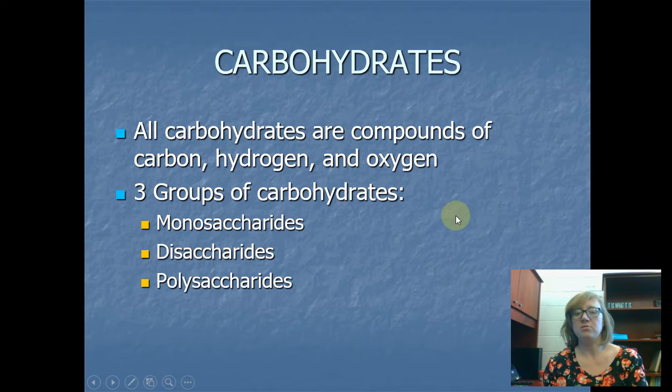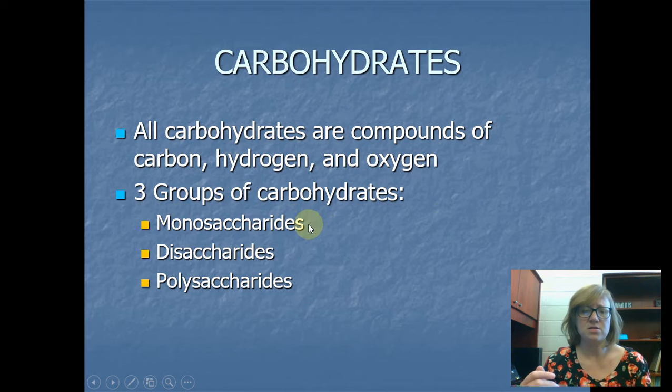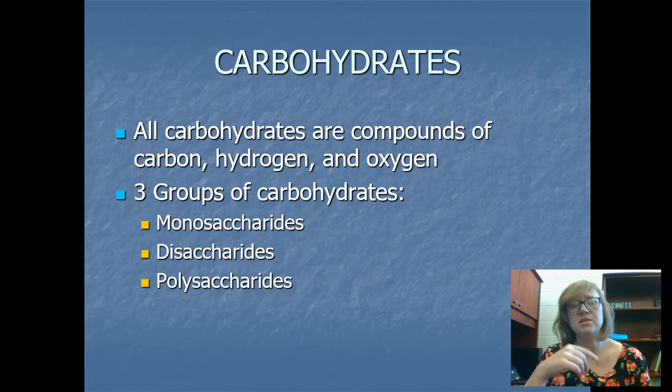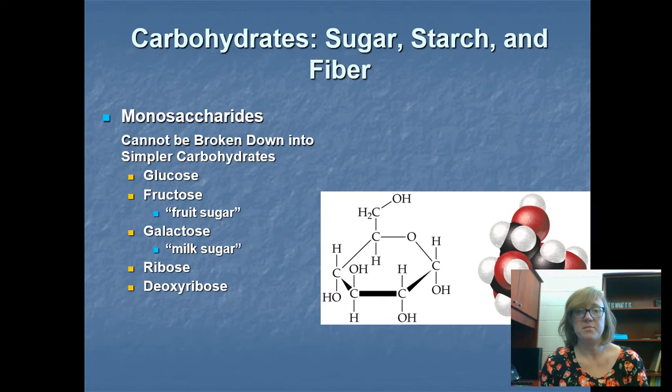So there's 3 groups. Monosaccharides, those are also called simple sugars. Mono means 1, and saccharide means sugar. Disaccharide, 2 sugars, 2 of these little building blocks put together, and poly means many sugars put together. And remember, think about all the different prefixes and suffixes that you keep hearing over and over again. You'll see them pop up again.